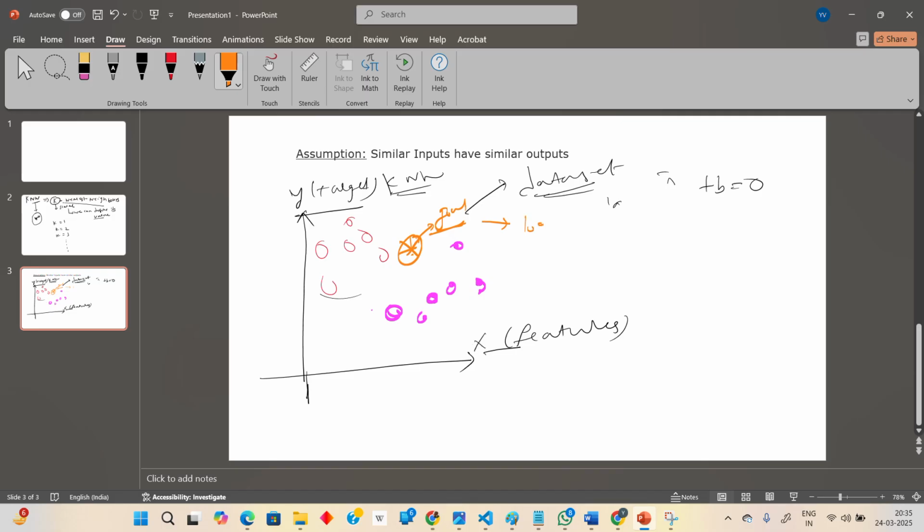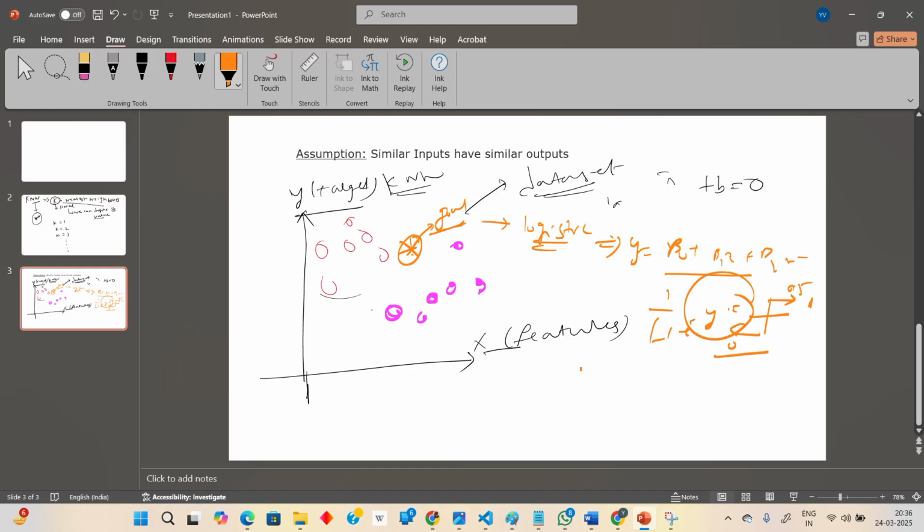If it is the logistic regression concept, what will you do? Simply you will calculate y equal to beta naught plus beta 1 x1 plus beta 2 x2 and so on, then 1 by 1 plus e power minus y, and you will get some value. If it is greater than or equal to 0.5, you will consider it class 1, otherwise class 0. This is how logistic regression works.